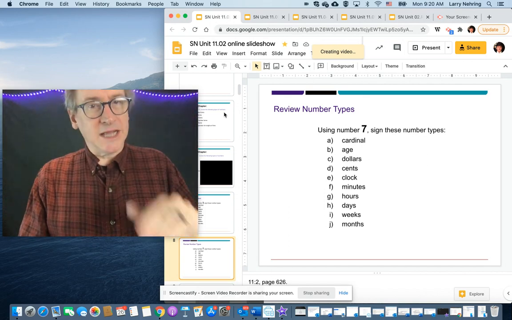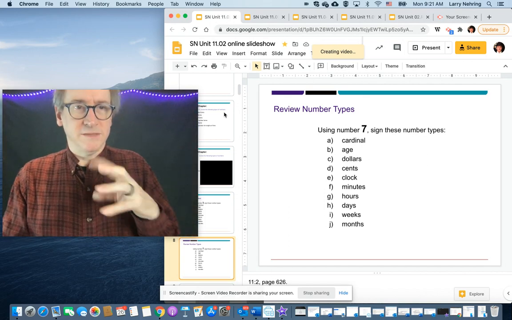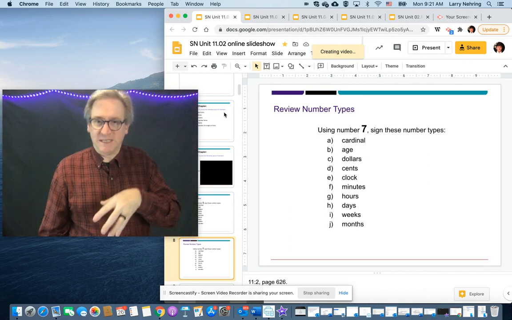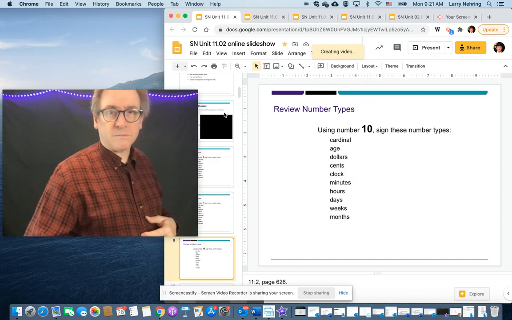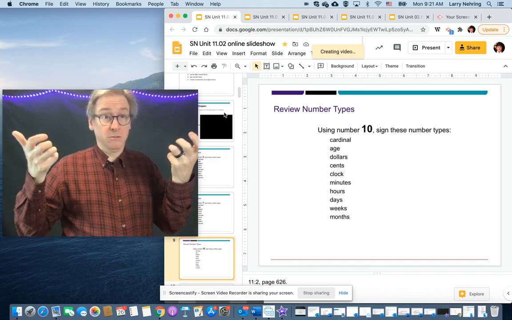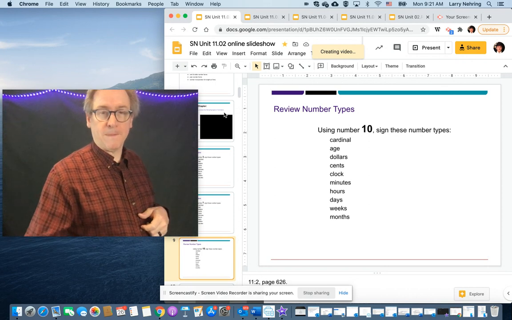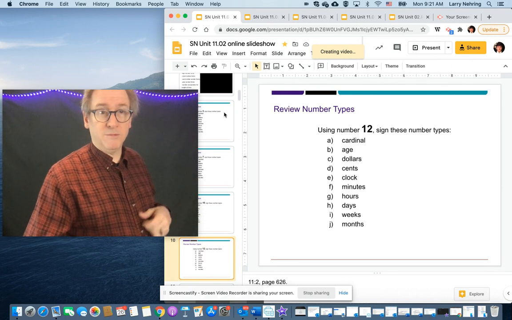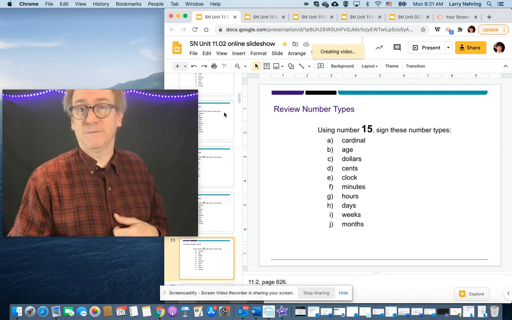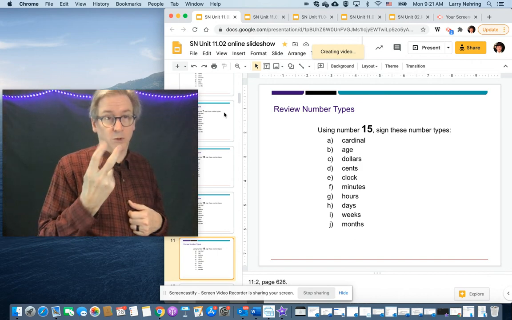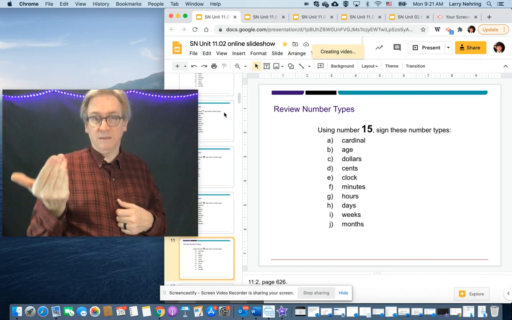So in the slideshow, go through a couple of ones, some of the more challenging hand shapes, 7, 10. Remember, 10, you have to separate them. 12, again, you have to separate them. 12, 15.